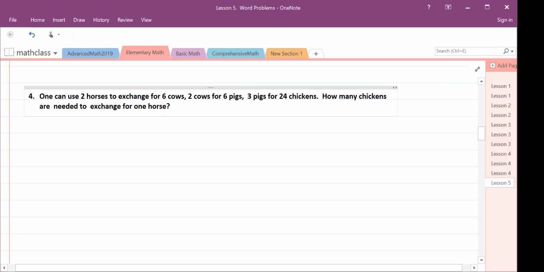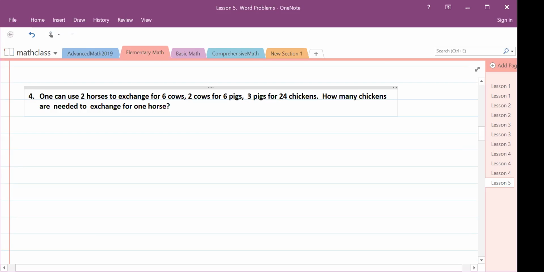1 horse is equal to 3 cows. Horse is more expensive than cows. Okay, actually 2 horses exchange for 6 cows. There are so many things here connected, one to the next. But the relationship between horses and chickens is indirect, right? You have to figure out the relation between chicken and the horse.